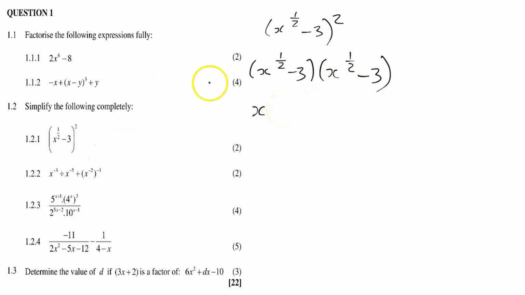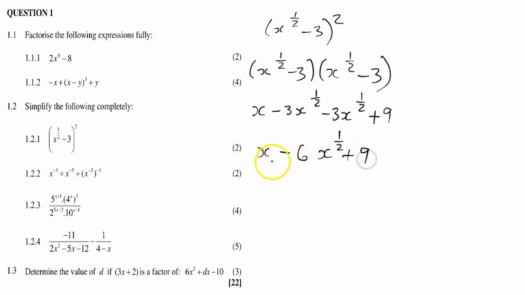And then x power half multiplied by negative 3, it's minus 3 x power half. Then negative 3 times x power half is the same, negative 3 x power half. Negative 3 times negative 3, positive 9. These are like terms, so it's x minus 6 x power half plus 9. And then that's your answer.